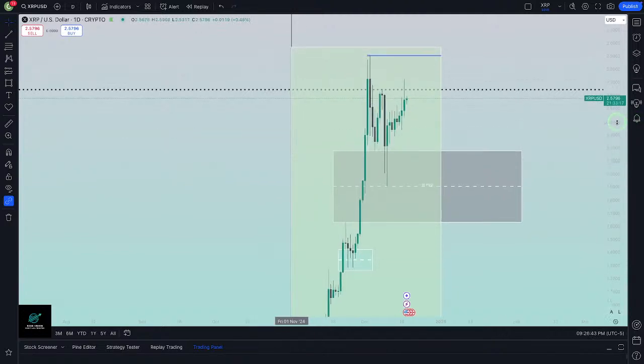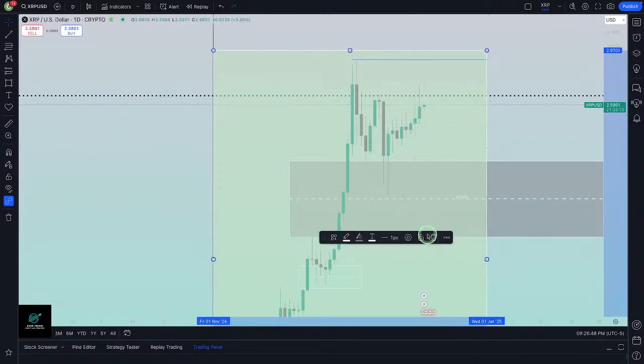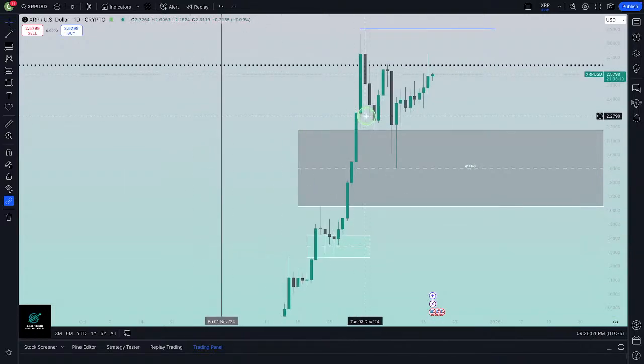So let's say you wanted to be a day trader. Well, where does price drop down to? I'll remove that right there. Look at this gap in price right here.